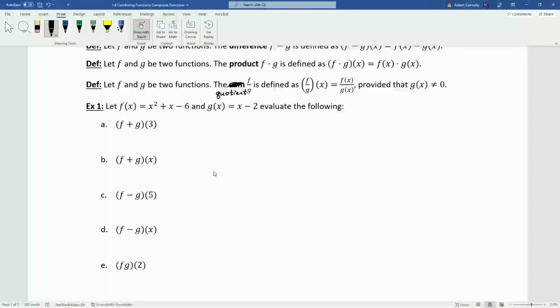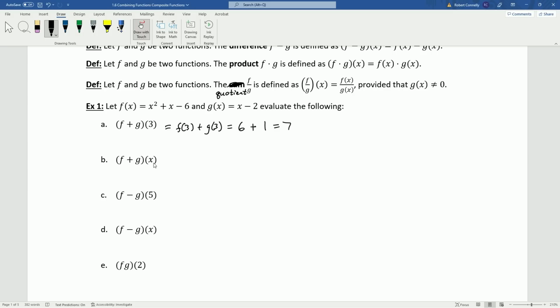Okay, so let's take a look at this first example here. Let f of x equal x squared plus x minus 6 and g of x equal x minus 2. Evaluate the following. F plus g of 3. Well, this is pretty straightforward. This is f of 3 plus g of 3. So let's look at f of 3. That's 9 plus 3, that's 12 minus 6. So that's 6 plus g of 3, which is 3 minus 2, which is 1. This is 6 plus 1, which is 7.